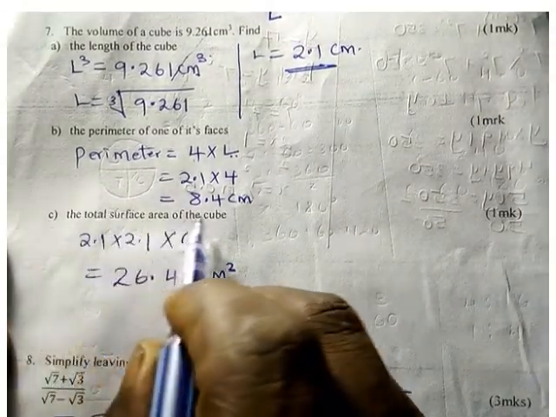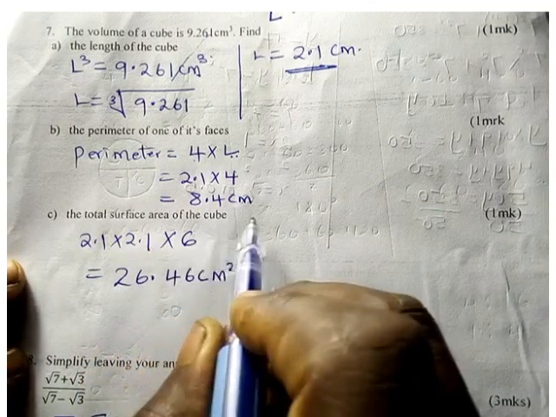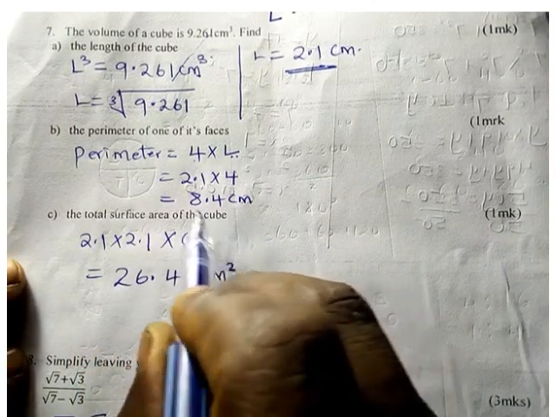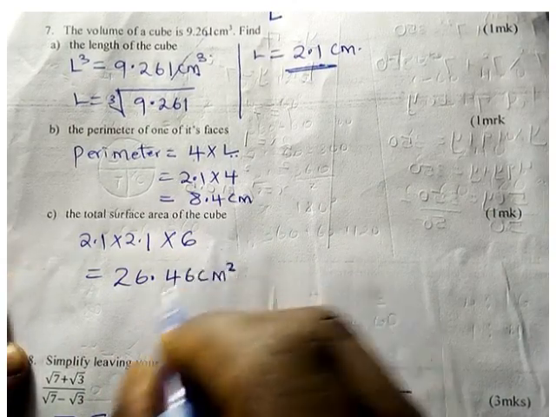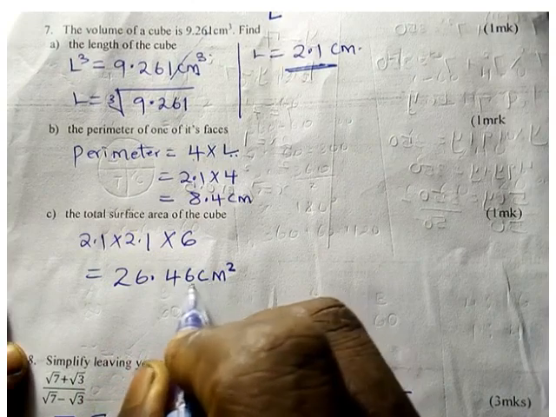Total surface area of the cube. Total surface area is one side, you get 2.1 times 2.1, and then times the 6 faces of the cube, and you get the answer as 26.46 centimeters square.